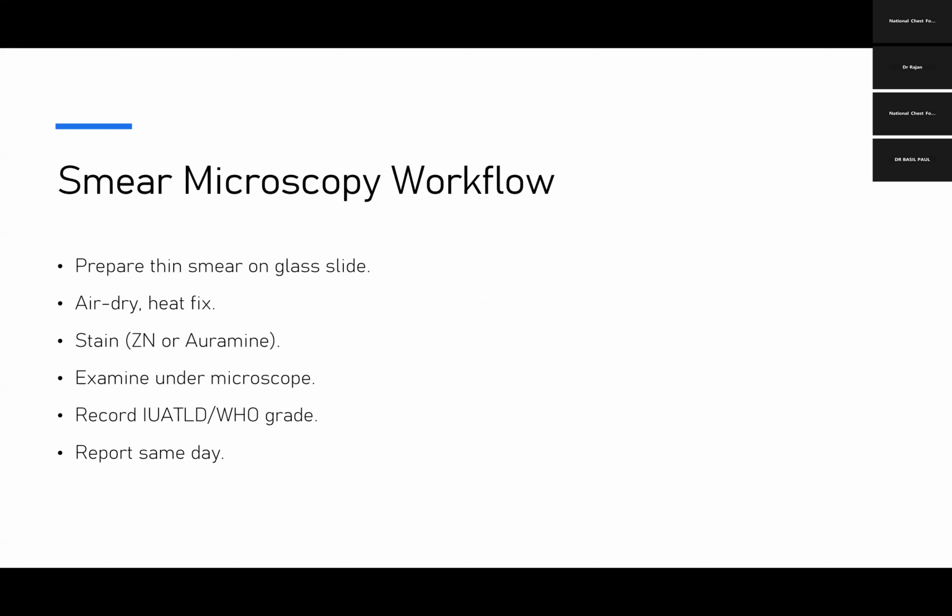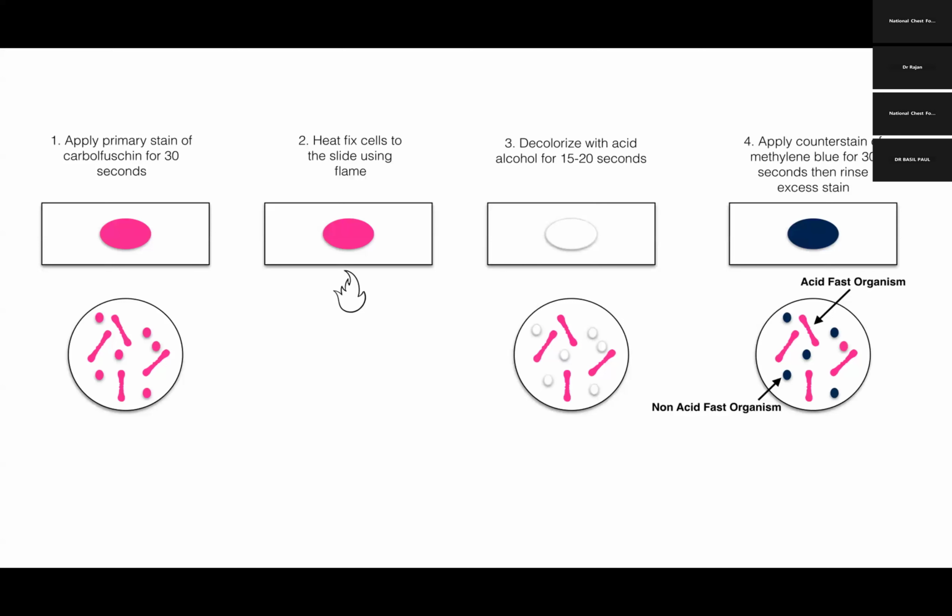So how do you prepare a smear? You prepare a thin smear on a glass slide. You either air dry it or you heat fix it, and then you do the staining. Either you do the ZN stain or you do the auramine rhodamine stain. Then you examine the slide under the microscope and you record the result as per the IUALTD and WHO grading guideline, and it is better to report it on the same day.